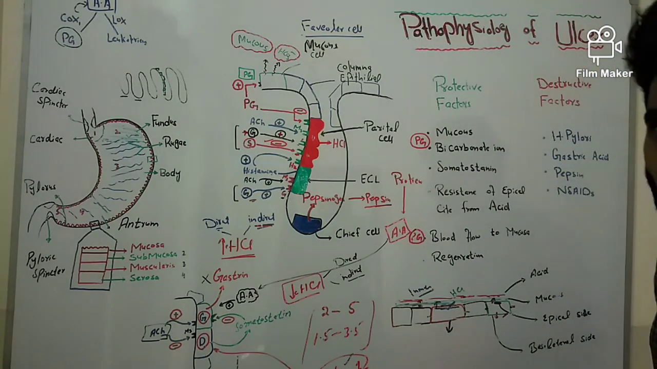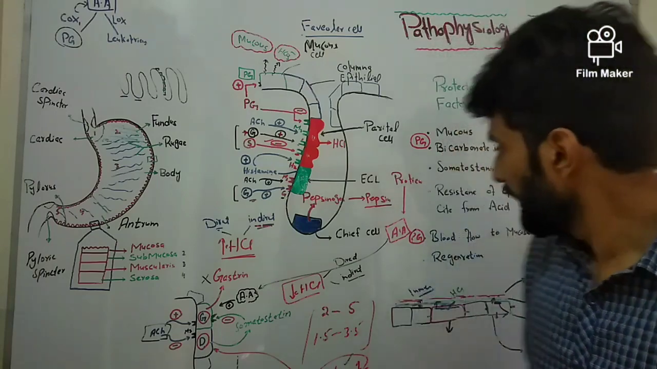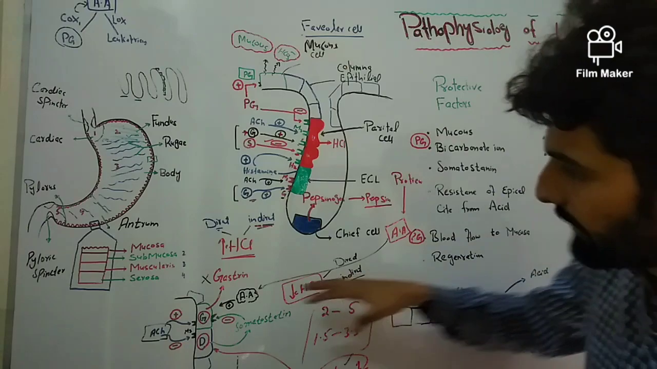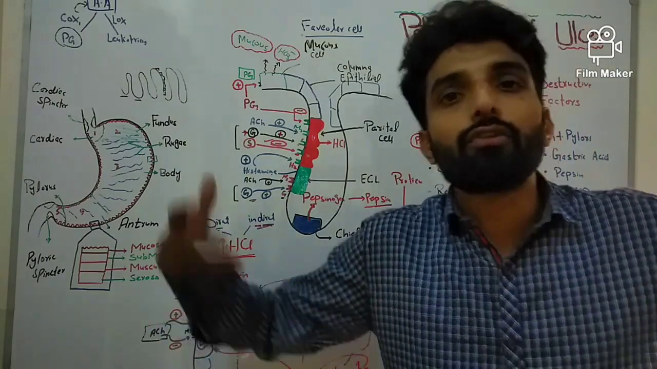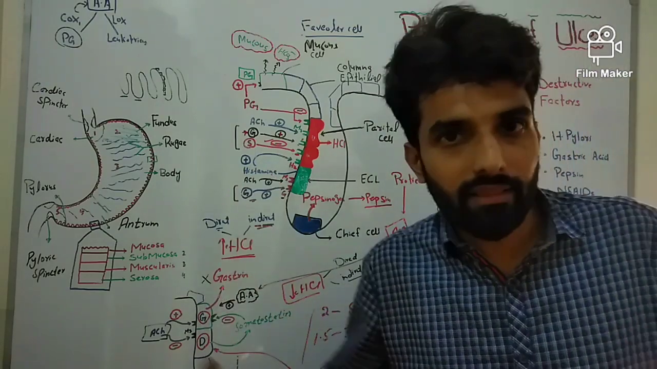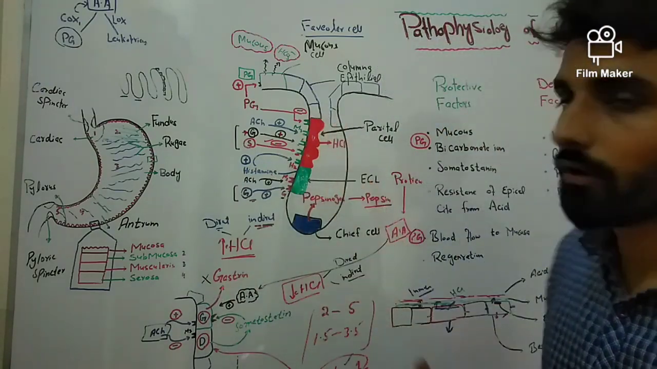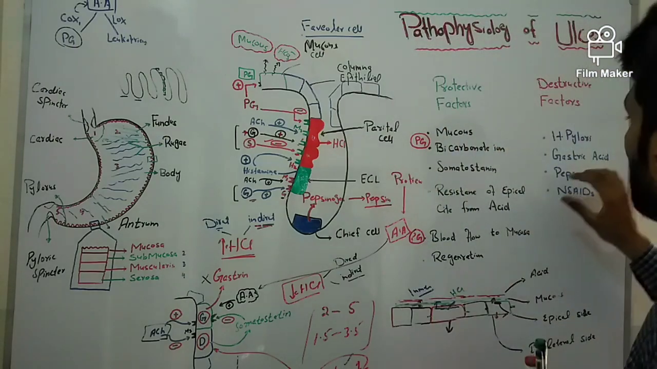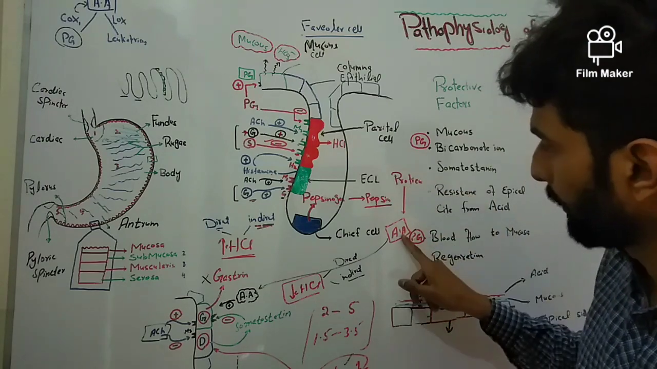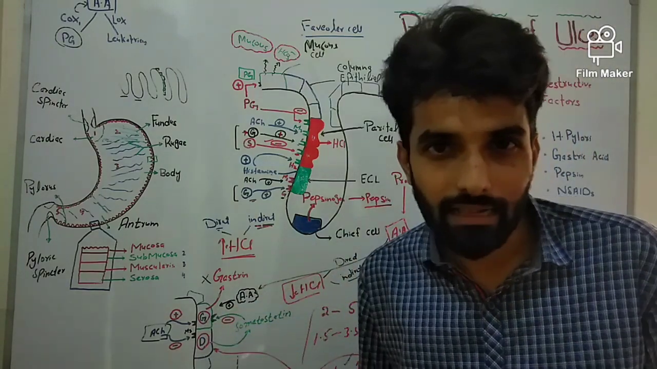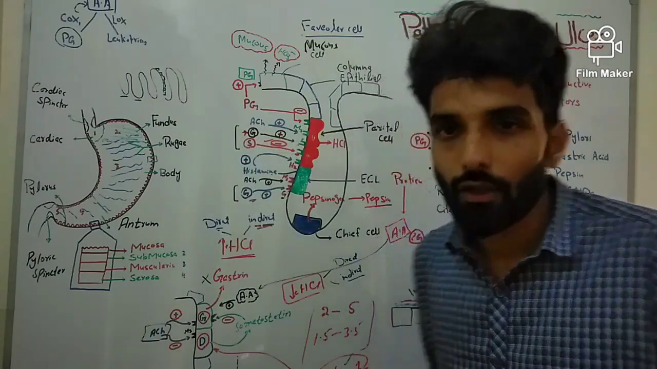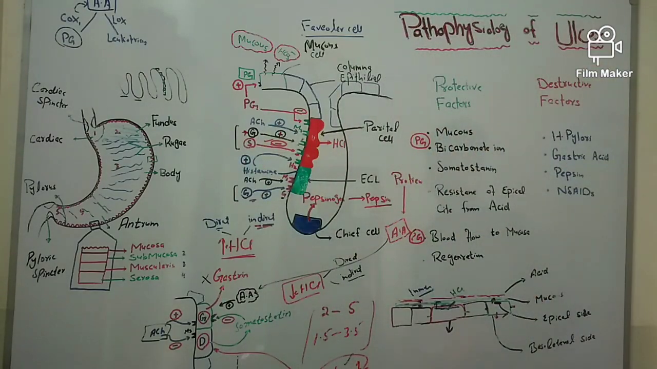Pepsin. If there is high pepsin, obviously more protein will be converted into amino acids, and these amino acids will stimulate the G cell to secrete more gastrin. And when there will be more gastrin, obviously there will be more acid. So pepsin will also be placed in the category of destructive factor, because pepsin will convert protein into amino acid, amino acid will stimulate G cells to secrete gastrin, and gastrin will further stimulate parietal cells to secrete acid. So we will place pepsin into the destructive factor category.